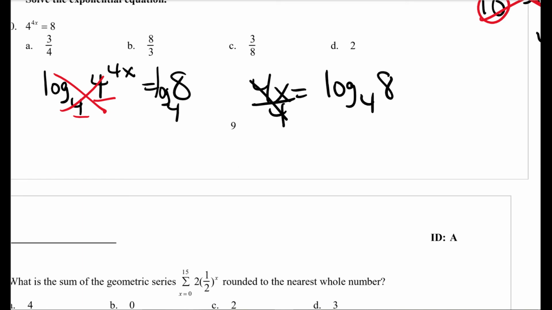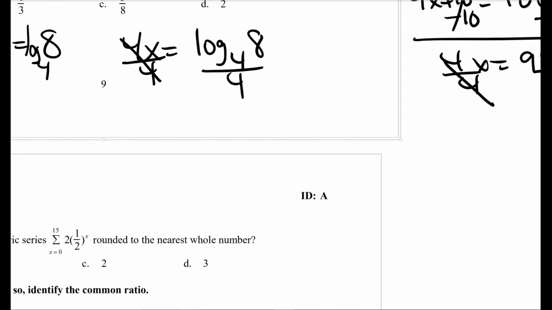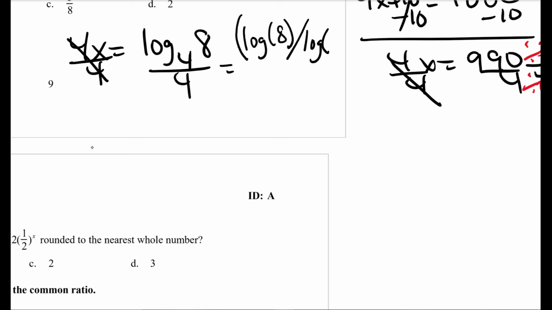Then we got to divide by 4 on both sides. All right, so that's my x. X equals log base 4 of 8, divided by 4. Remember that when you type this in the calculator, however, you got to do the log of the argument divided by the log of the base, and then we can divide it by 4. So for the numerator part, we do log of argument divided by log of base, and then we take that result divided by 4. And that's how we can do log base 4.